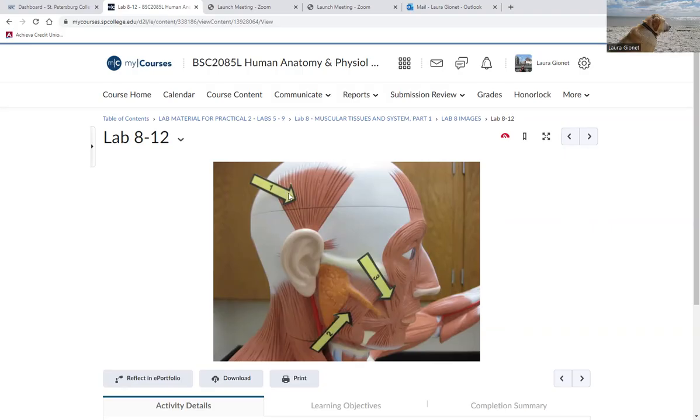So here the temporalis, muscles that end in alis. Alis in Latin means pertaining to. So temporalis means pertaining to the temporal bone. It originates on the temporal bone and inserts on the coronoid process of the mandible so that it elevates the mandible in chewing. 2 is the masseter.